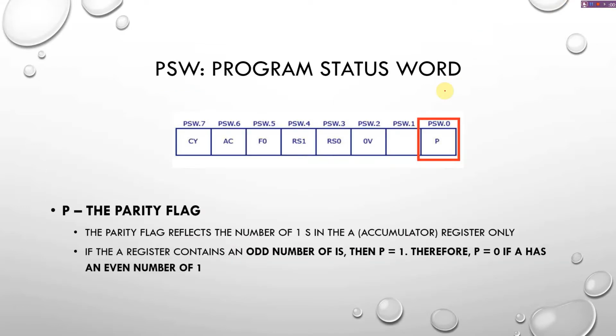Now discussing the individual bits of the PSW register, the very first bit, that is PSW.0, is dedicated to the parity flag, which indicates the number of 1s in the result. If the number of ones in the result of the assembly language instruction happens to be odd, then this bit will become 1, and if the number of ones in the execution result is even, then the P will become 0.